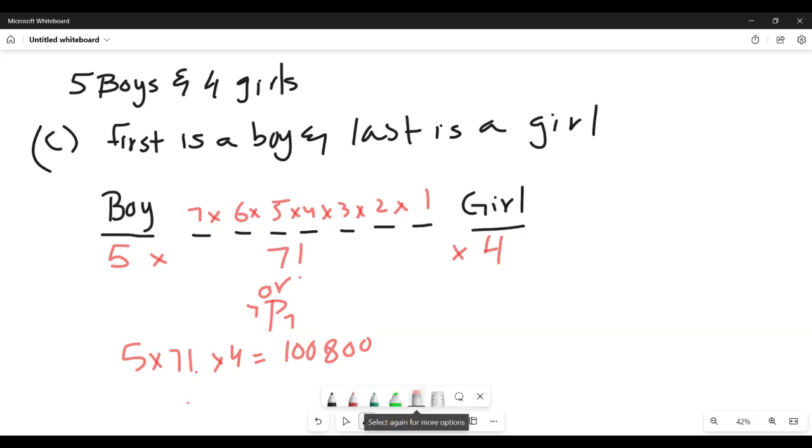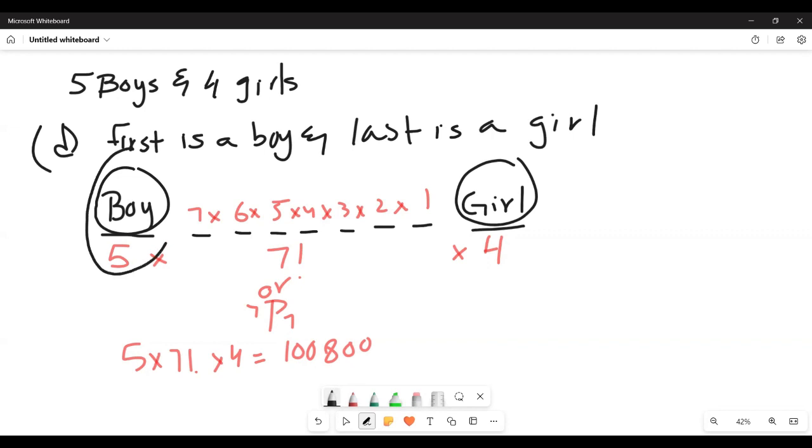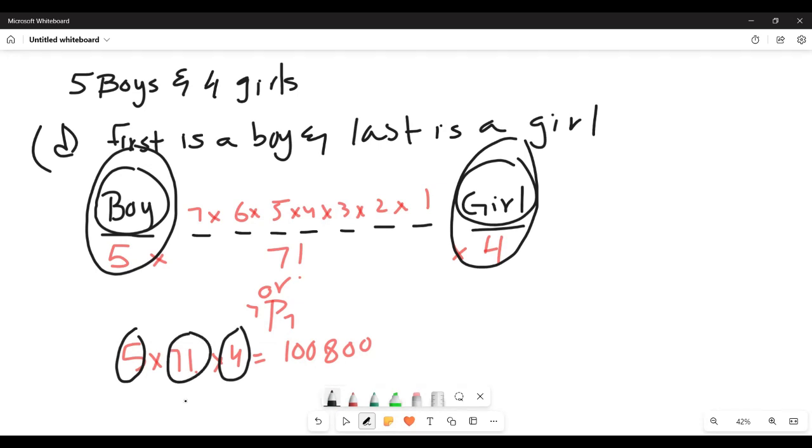Okay. Next part. Should I explain this one again? First should be a boy, last should be a girl, any boy, any girl. Unlike the head boy, which can only be one, there are 5 boys, so out of these 5, any one can come here, so we write 5. At the end, out of 4 girls, any one can come, so it's going to be 4. And then in between the first boy and the last girl, there have to be 7 people. So 7 factorial comes in between. So that's why it's 5 times 7 factorial times 4. So that's 100800 arrangements.